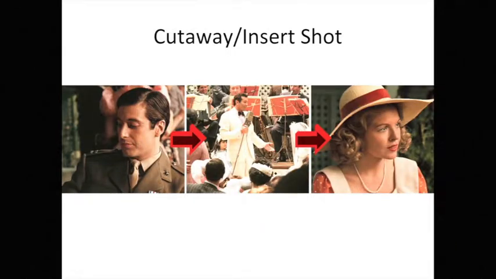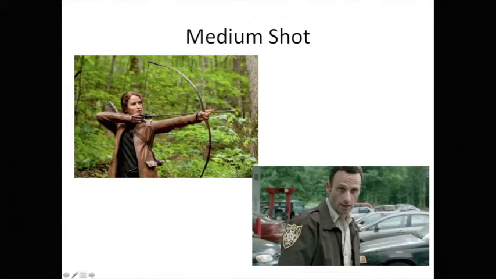Now, a lot of times what a close-up or an extreme close-up is used for is something called a cutaway and insert shot. And that's actually also what was being shown in the clip before this. What a cutaway and insert shot is meant to do is draw the viewer's attention to a particular place in the film. Okay, and sometimes it's to tell us that something important is going to happen with that person, place, or thing. A medium shot, most basic shot that you'll have in your movie.